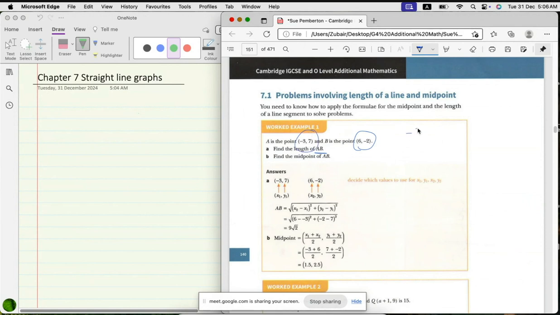So x2 minus x1 whole square plus y2 minus y1 whole square root. So 6 minus 3 is minus 9 and 7 minus 2 is 9. So basically 9 square, 81, plus 81, whole square root, 162, and we'll end up with the same answer. Similarly, midpoint: x1 plus x2 over 2, y1 plus y2 over 2.